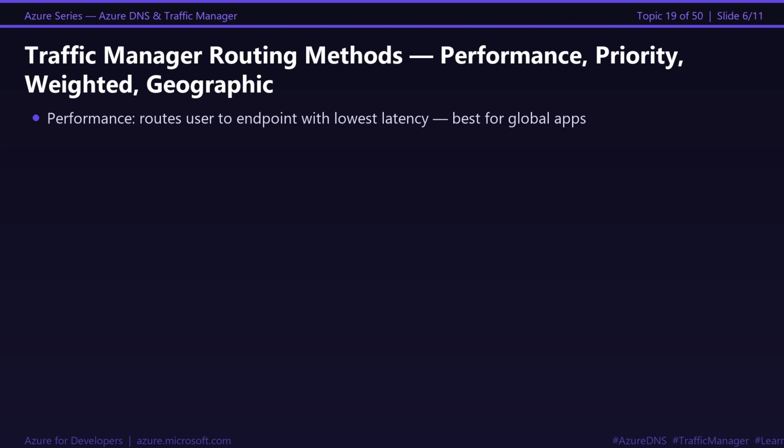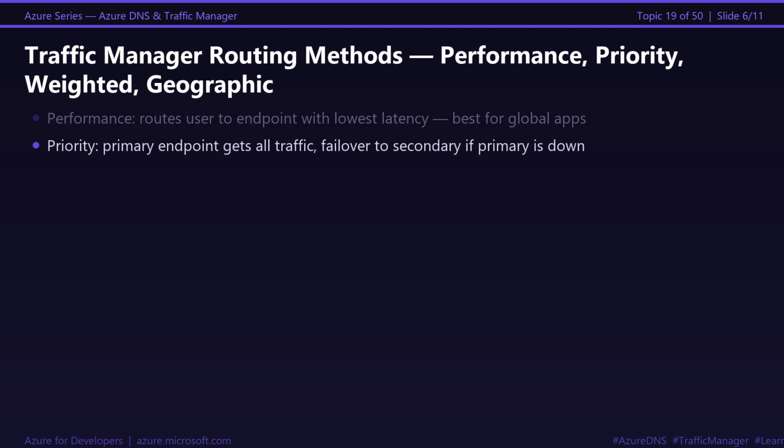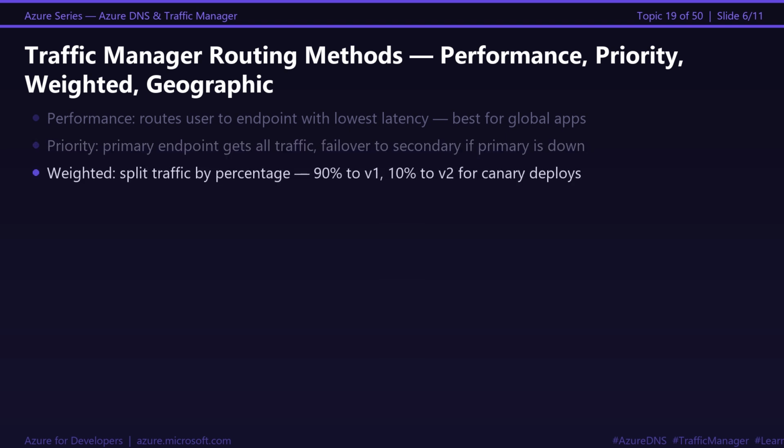Weighted routing splits traffic by percentage. Deploy a new version to one endpoint, send it 10% of traffic. Watch for errors. Gradually increase the weight. Clean canary deployment with zero infrastructure changes.